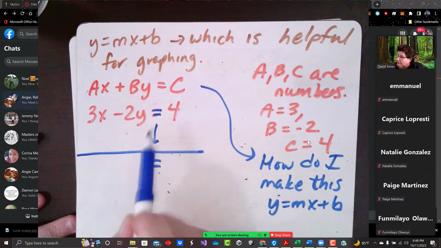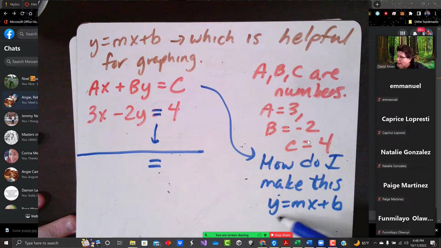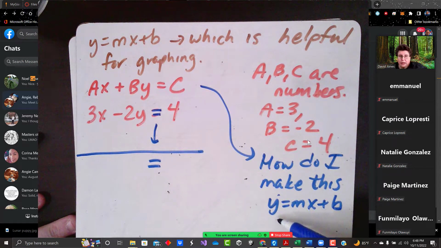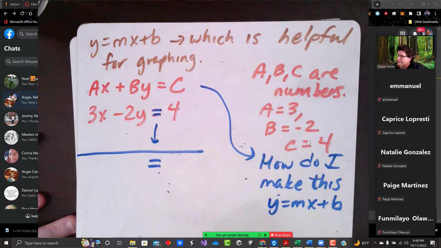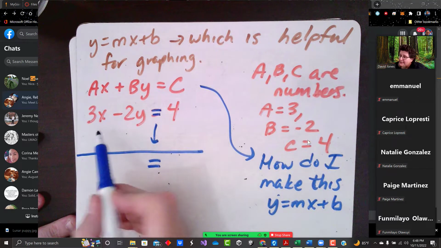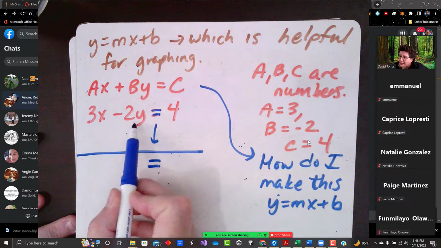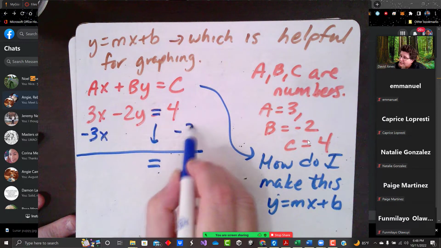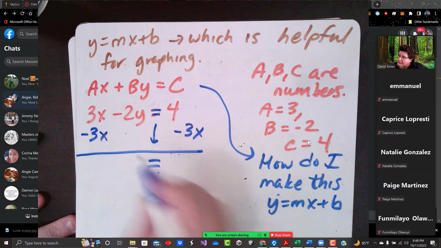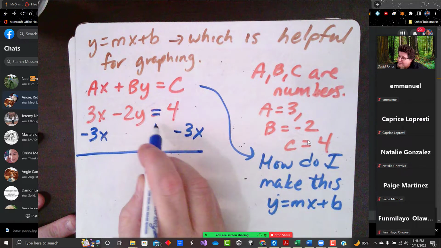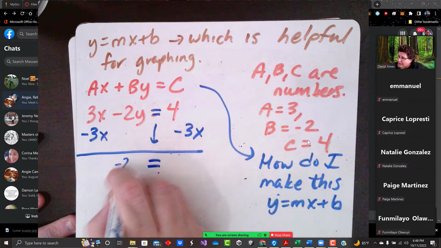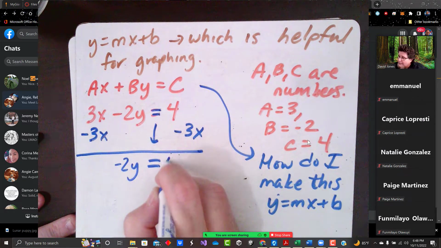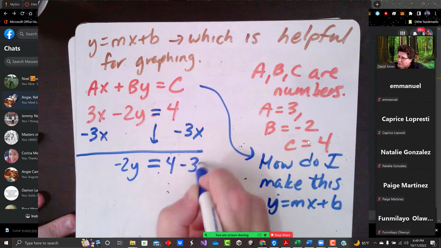If I want to make it look like y equals mx plus b, I need to get y by itself. So the first thing we do is we move anything that's being added or subtracted to y. In this case, the 3x is being added to it because it's positive. So I can subtract 3x from both sides. And everything else just comes down. The equal sign comes down. -2y comes down. The 4 comes down. And now I've just got -3x over there.